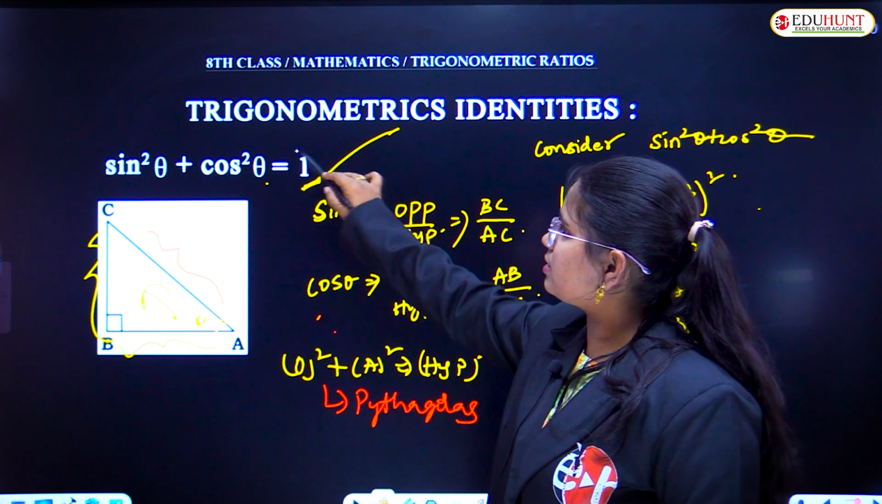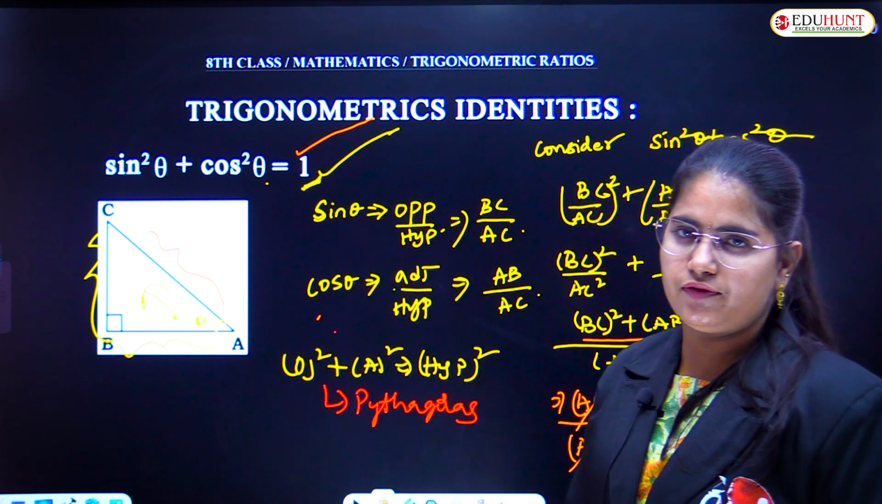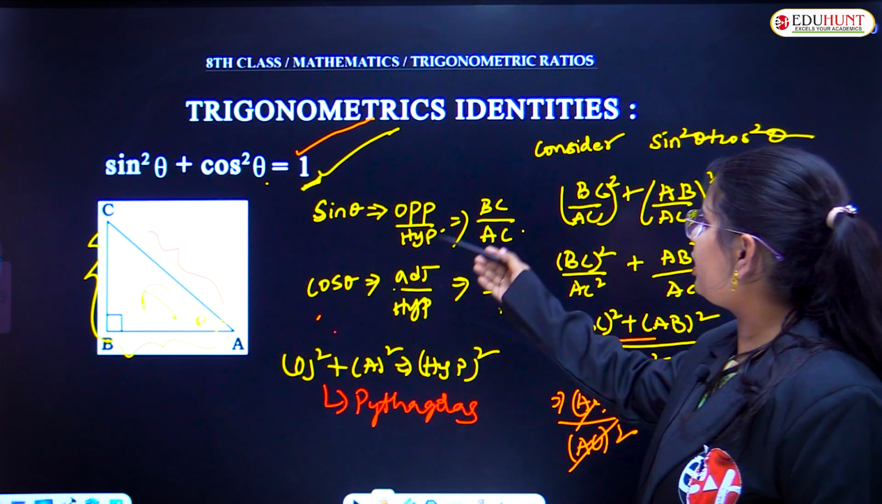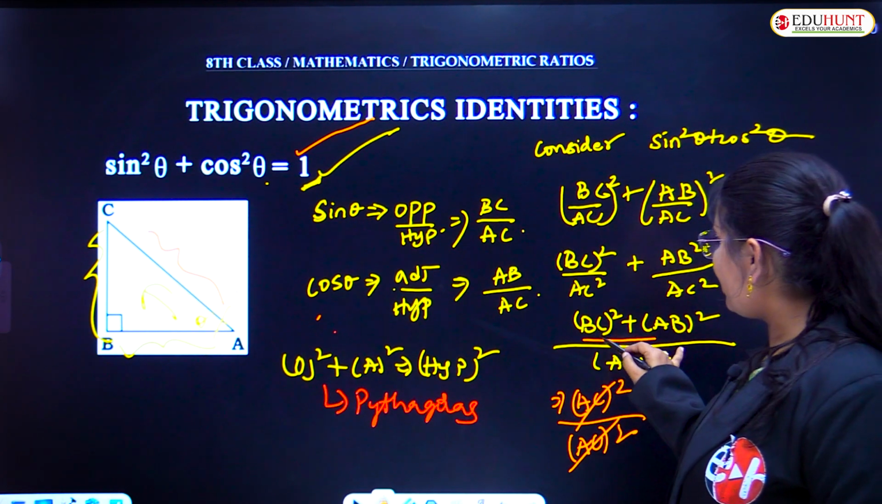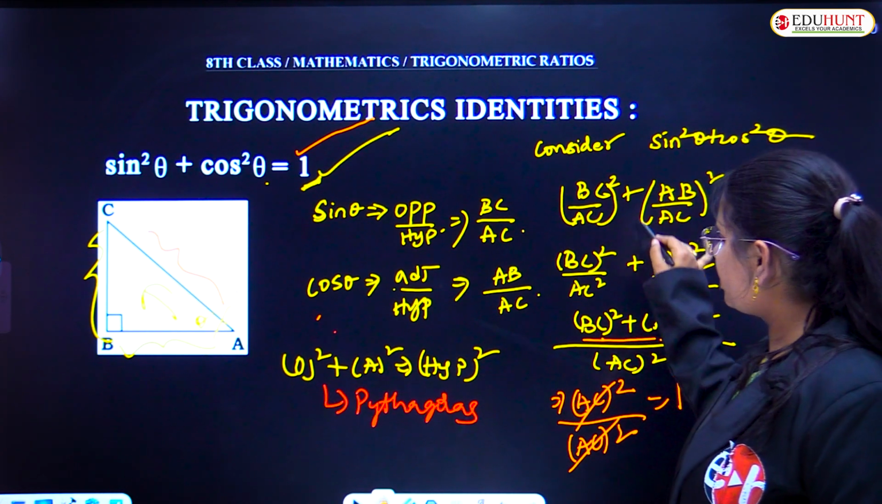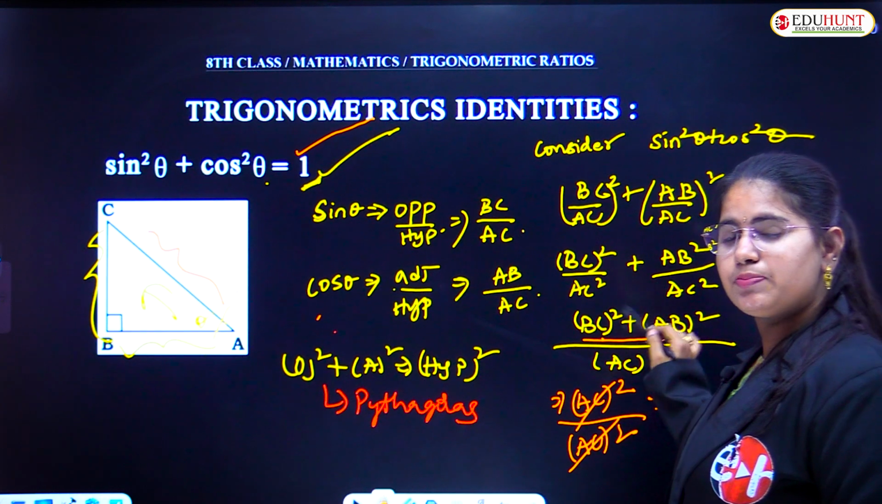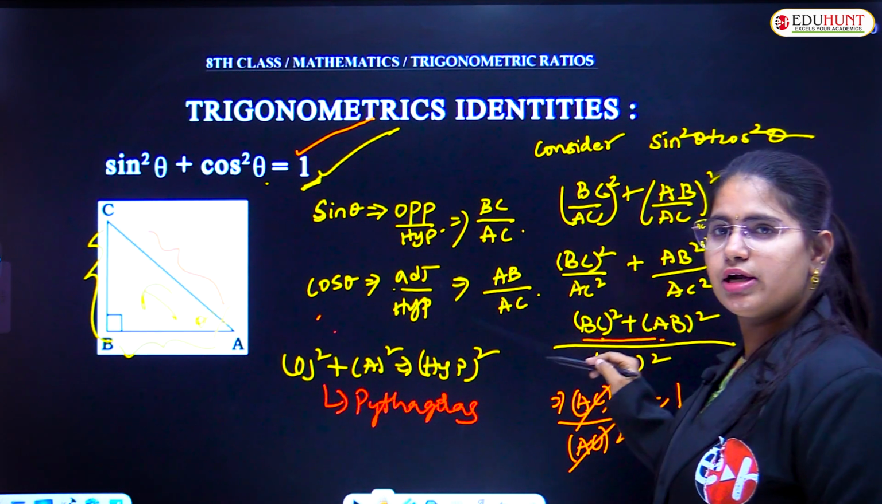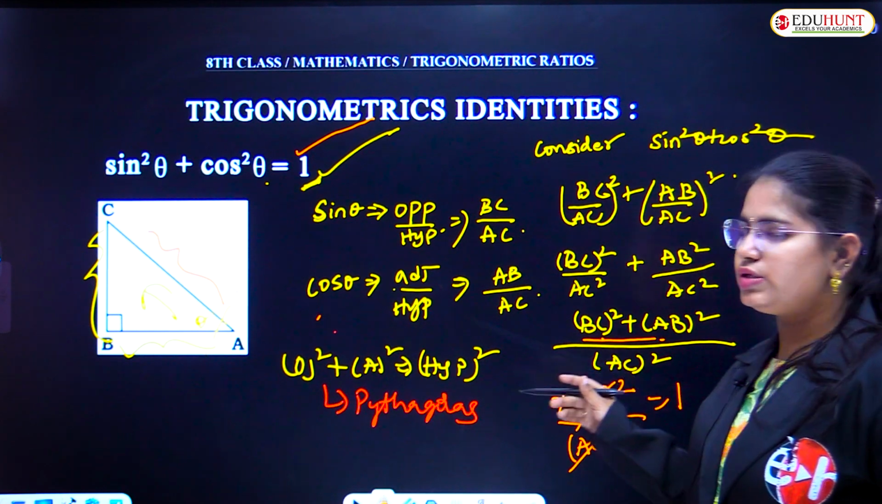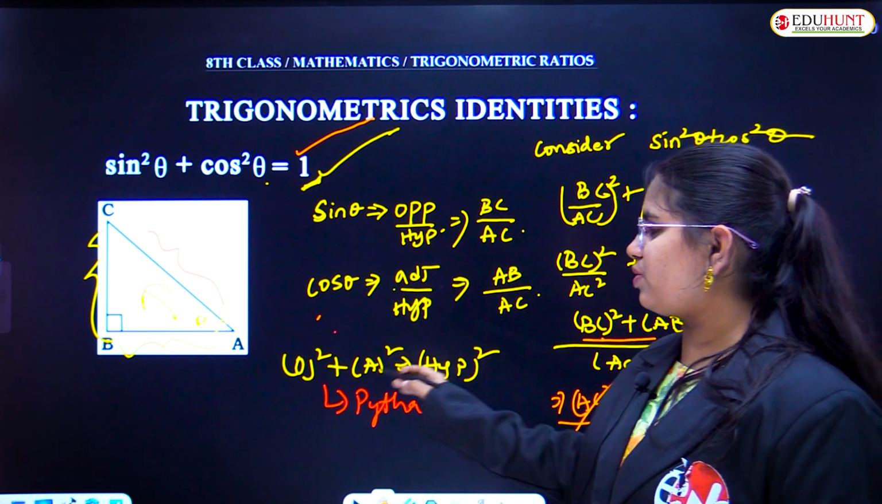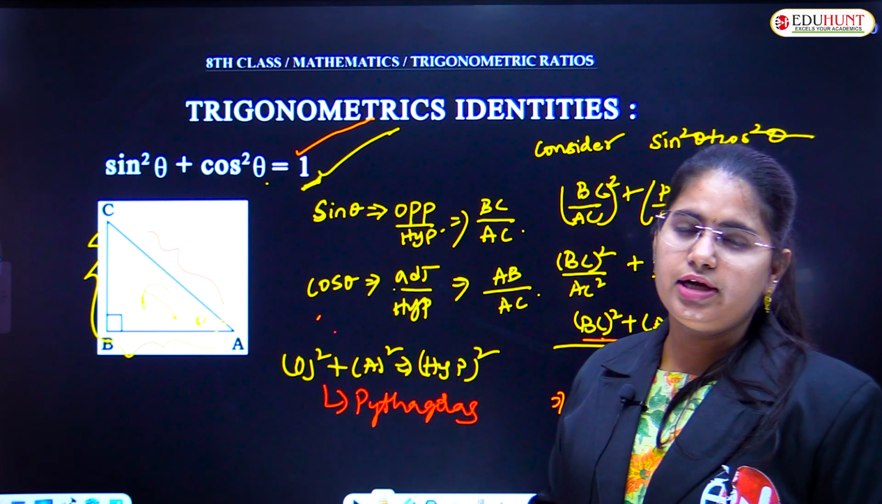So I guess I have proved the first identity. If I take plus only, I get opposite square plus adjacent square. If you replace plus with a minus, would you get that? No, right? You will not get it, because you don't have anything with opposite square minus adjacent square.